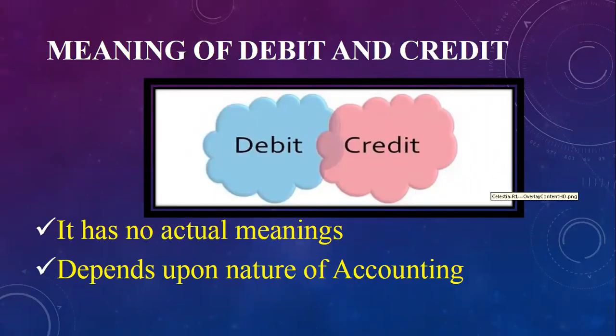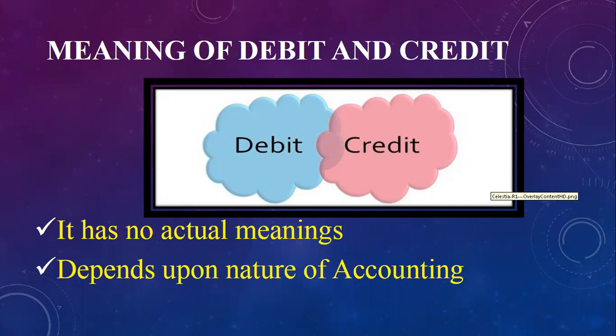This is today's lecture. The lecture's topic is the meaning of debit and credit. As we have learned many times before, accounting deals with two words, and these two words are debit and credit. So no need to be confused by these two words.